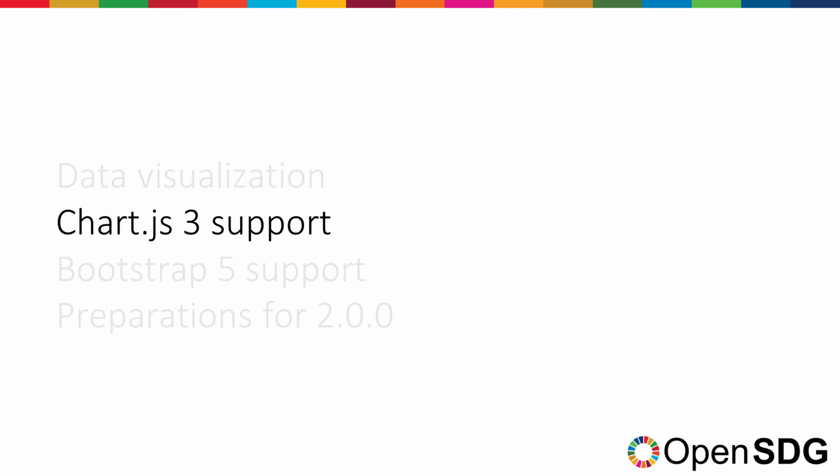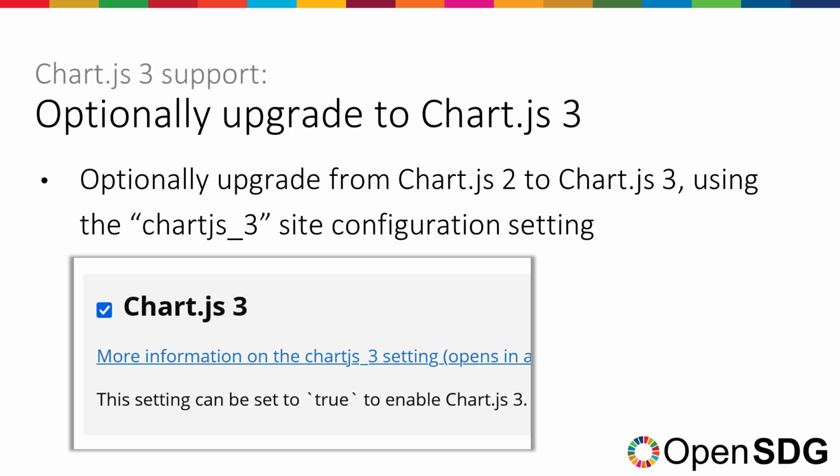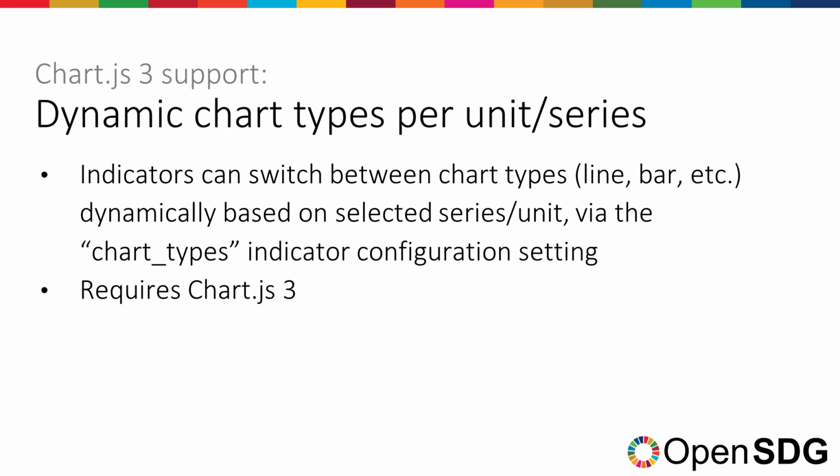Now let's discuss the Chart.js 3 support. Chart.js is the JavaScript library responsible for the charting capabilities on indicator pages. OpenSDG has always used Chart.js 2, but this release allows you to optionally upgrade to Chart.js 3 using a site configuration setting. One feature made possible by upgrading to Chart.js 3 is the ability to dynamically switch between chart types on the same indicator, based on the selected series or unit.